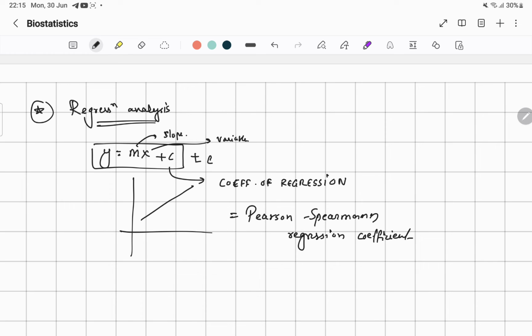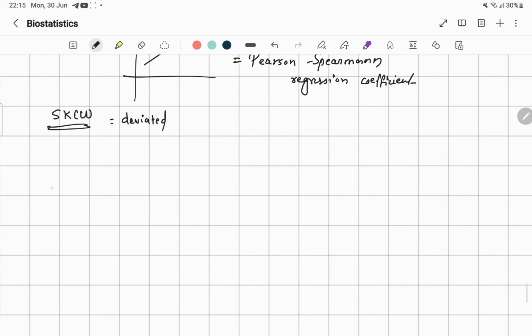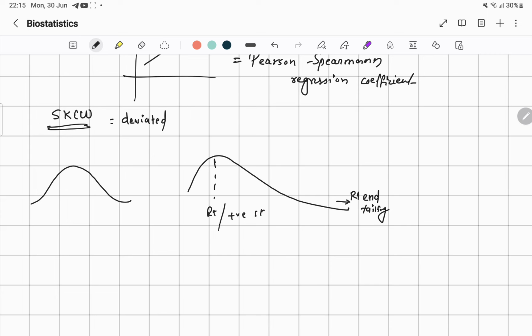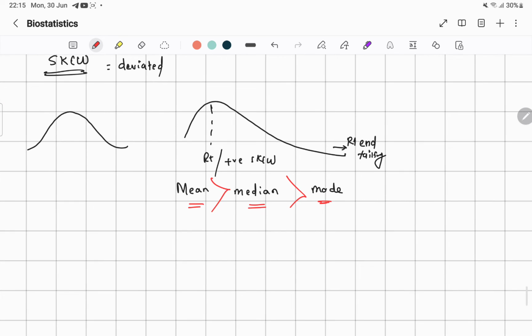Then let's move on to skew. So what is a skew? Skew means deviated. This is a normal distribution, a bell-shaped curve. If the distribution is tailing at the right end, this is called a right or positive skew. Here mean, median, mode all look towards the right side. Mean is greater than median is greater than mode. This is a right skew.